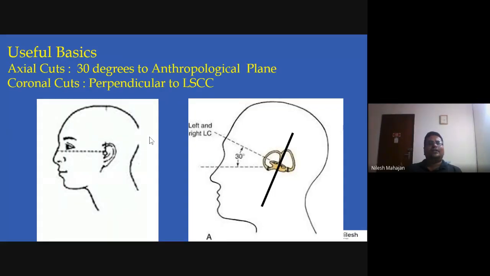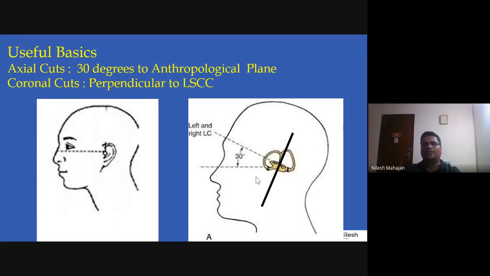The axial cuts are taken 30 degrees to the anthropological plane. So what is the anthropological plane? It passes from the superior border of the external auditory canal and from the infra-orbital line. So this plane is generally used as the anthropological plane, and the scan will be 30 degrees to this plane. Why is it taken 30 degrees to this plane? It will pass through the lateral semicircular canal and all the ear structures will be seen in their normal morphological forms if you take the scan in this particular plane.